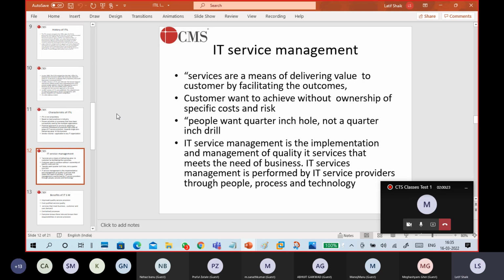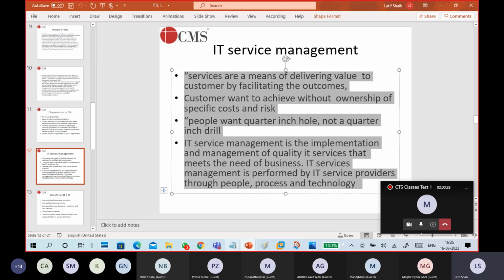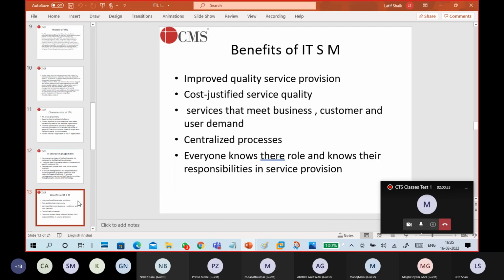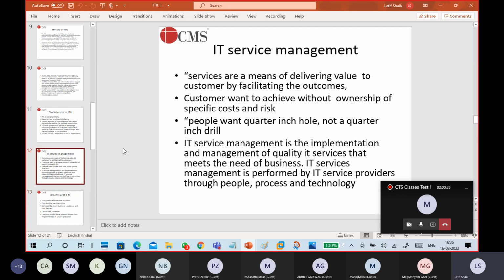This is another, ITSM, IT service management. One second. Yeah, I will explain and I will go. Next time I will explain again.